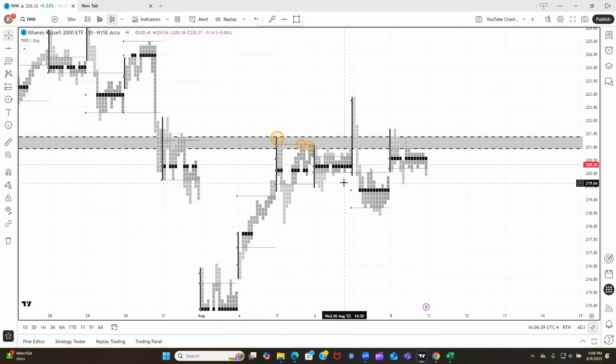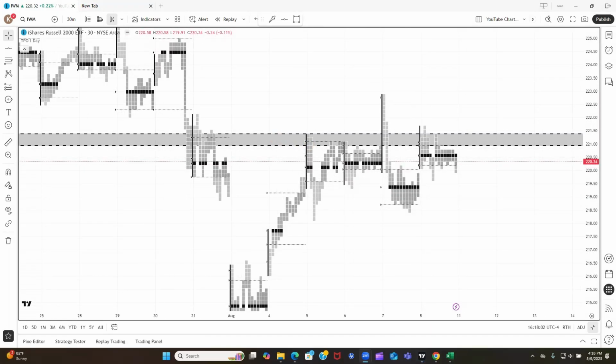So that was Wednesday, August the 6th. I definitely want to talk about Thursday the 7th, because price actually opened up into here, 222.76. And even though we've run through this liquidity, there's something down here we need to look at. So let's check out the next one.